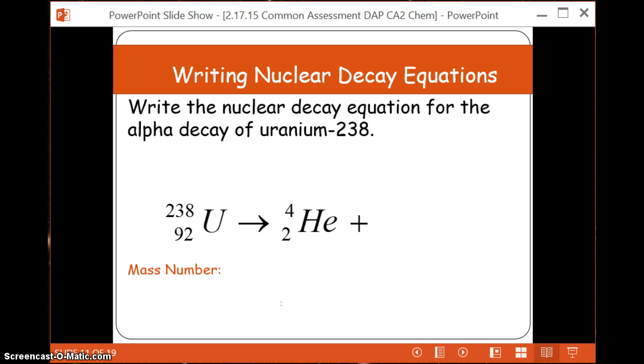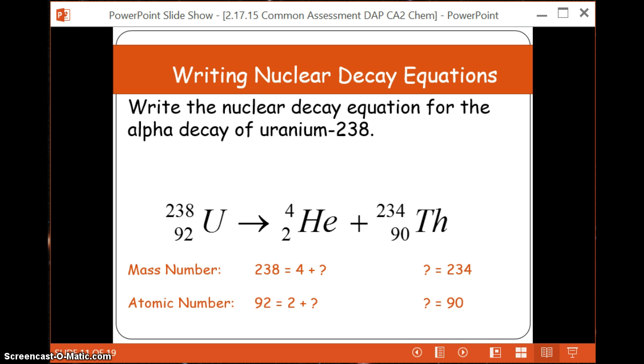So the mass number needs to be 4 plus what gives you 238. So obviously the number is 234. And then for the atomic number, 2 plus what gives you 92. The number is going to be 90. So if we look on the periodic table and we look at element 90, you'll see that it is thorium.